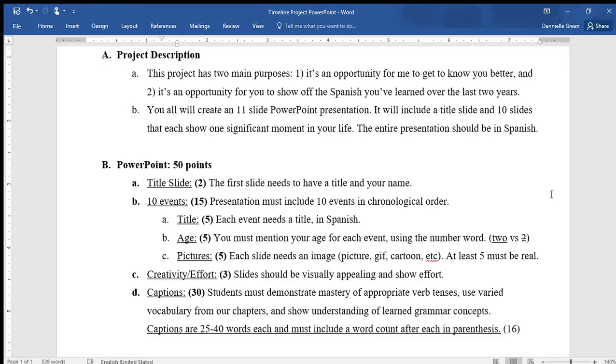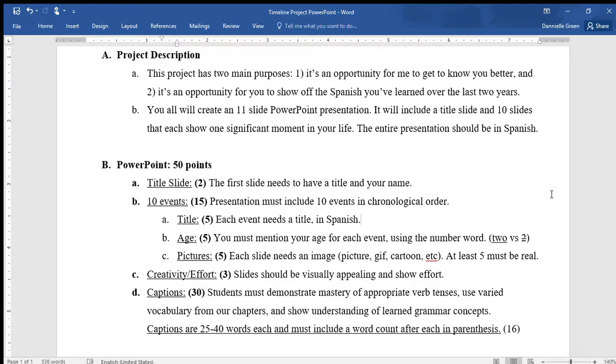You can get as creative as you want with these events. They can go back as early as your birth, and they can extend as recently as now during the quarantine, or even you can go to the future. So you can say, in 2 years, I'm going to graduate from Providence, or in 6 years, I'm going to graduate from this university, that kind of thing. So feel free to get creative.